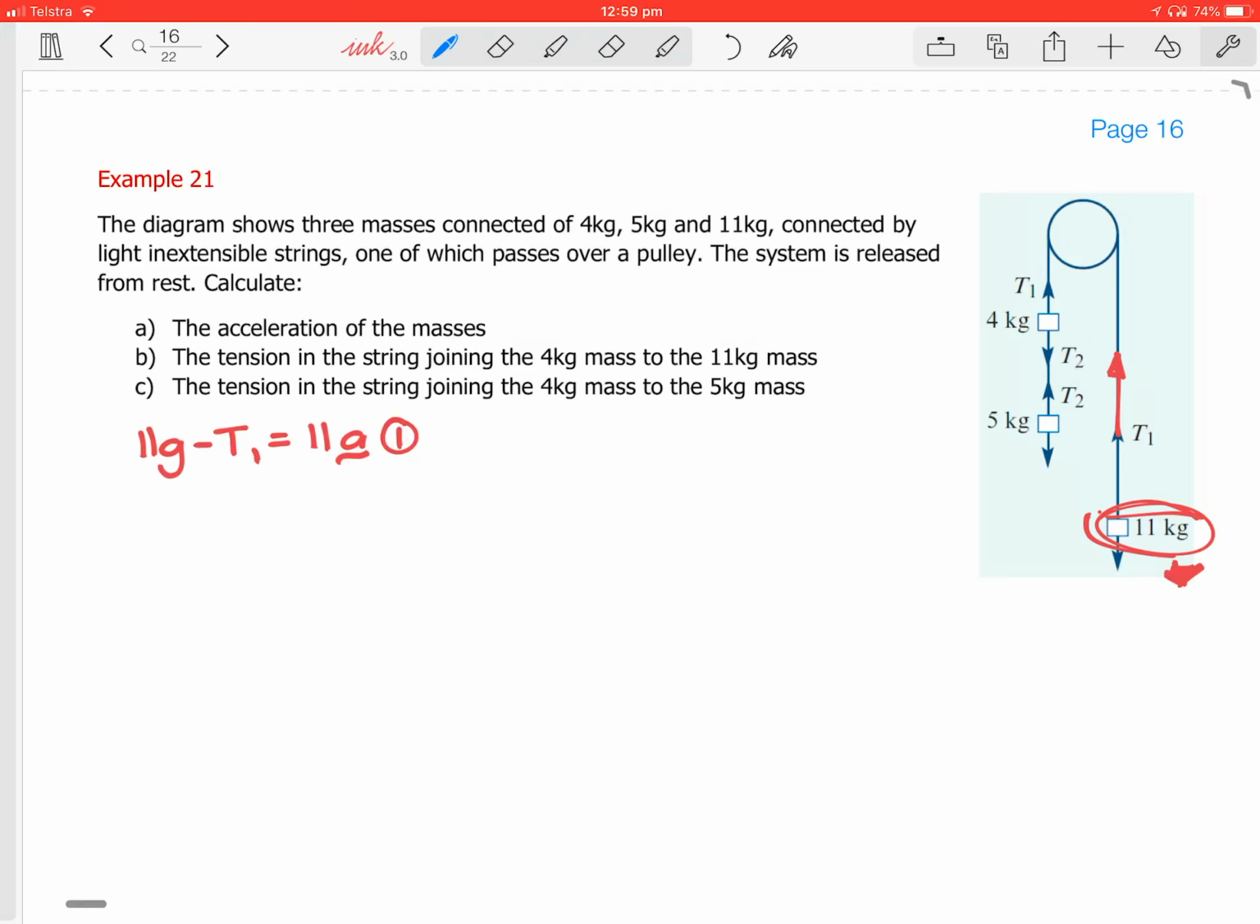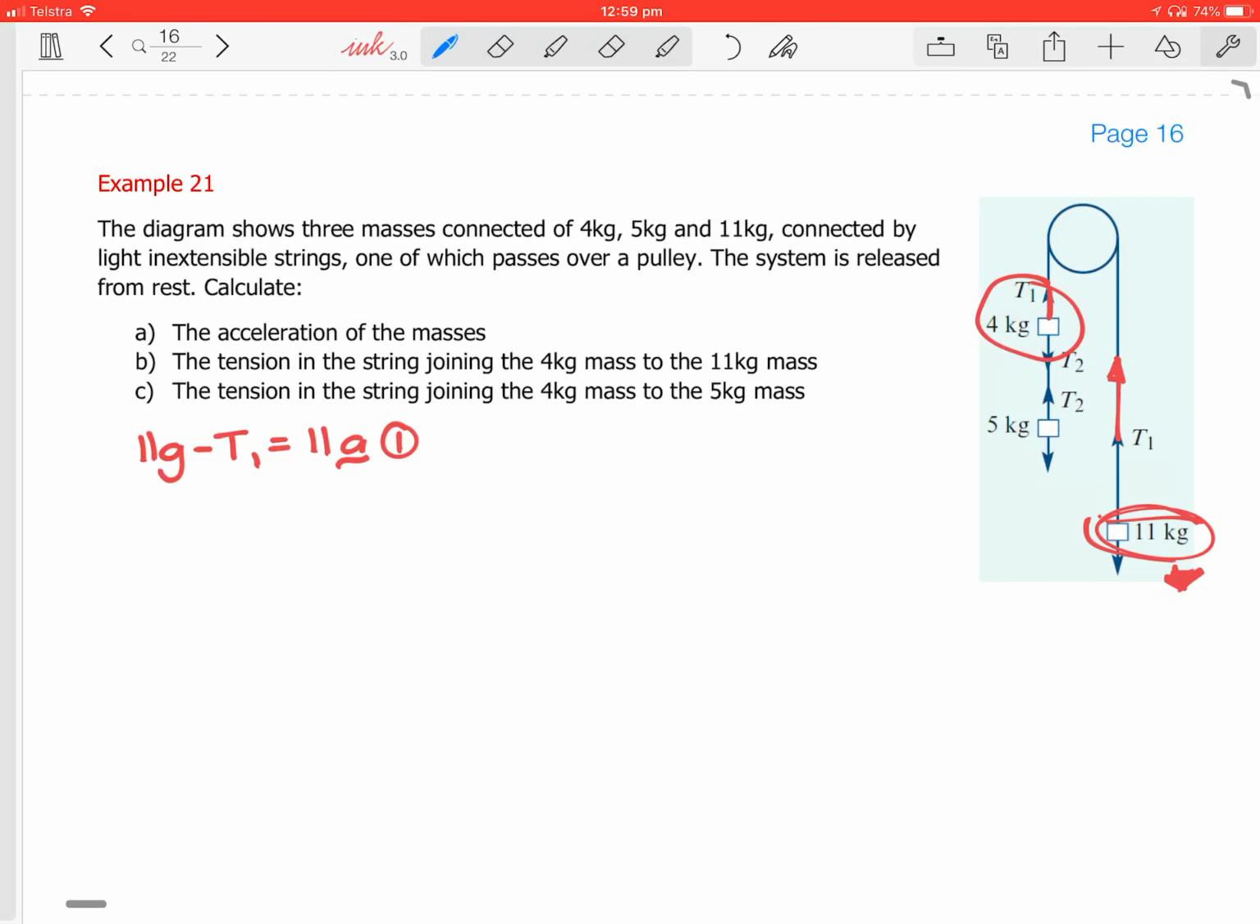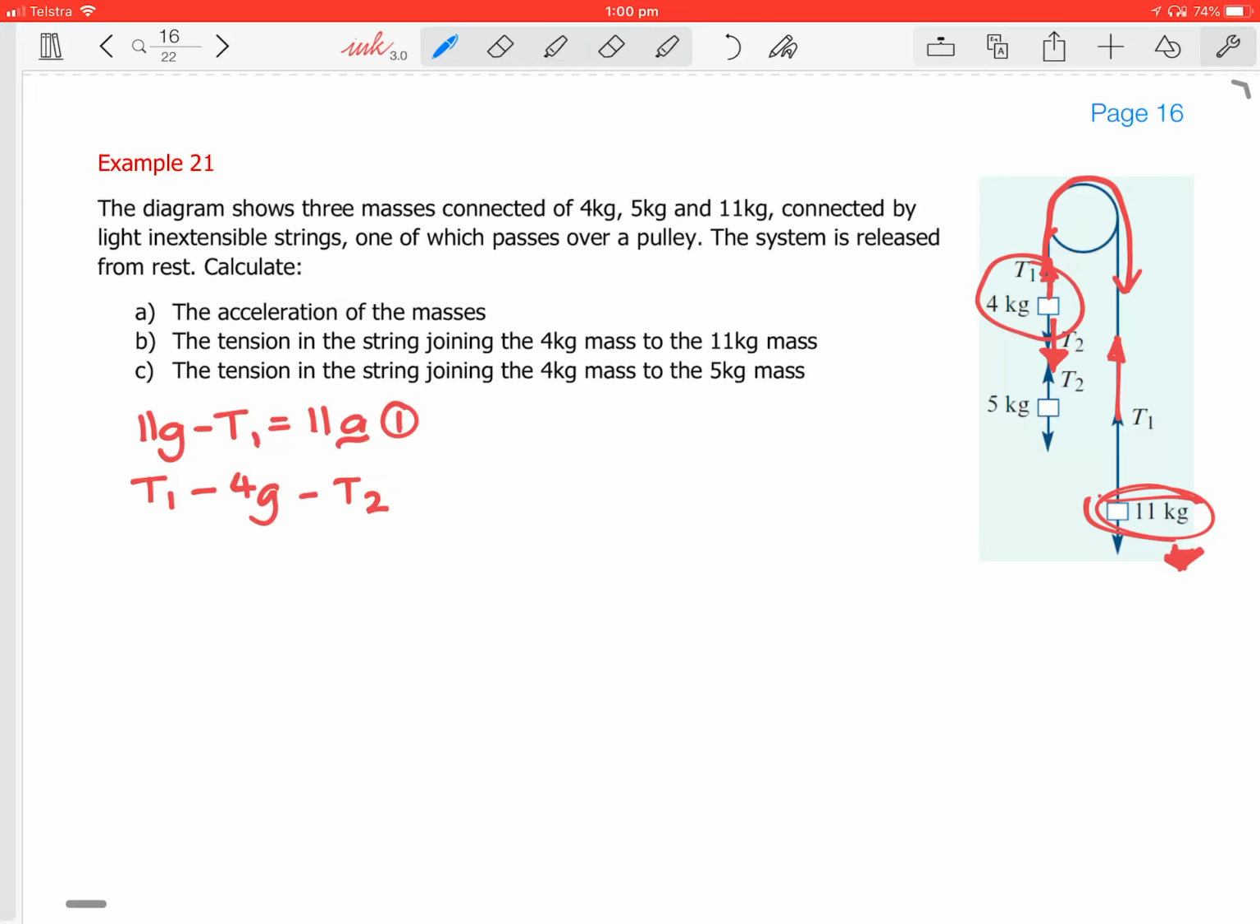Now, if we look at our 4 kilogram particle, we've got T1 up, which we know is going that way, so we know T1's got to be positive. So T1, what have we got hanging off that? We've got the 4 kilogram mass, and then we've also got tension 2 pulling down on it. So T1 minus T2, and in this case here, our mass is 4, so 4 times our acceleration, so that's number 2.